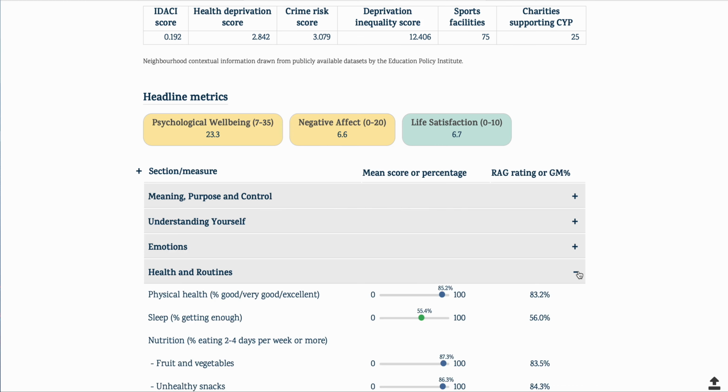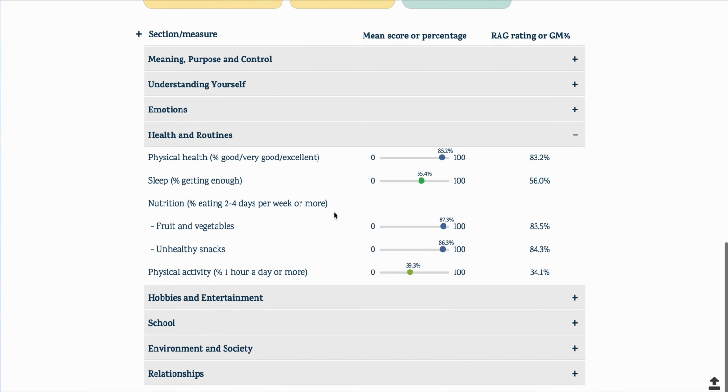Click to expand the one that you're interested in, and immediately you can see a nice handy breakdown of the data. We're looking at health and routines here. It tells us what we're looking at. So in this case, physical health, the percentage of young people report good, very good or excellent physical health. Lets you know how they're scoring in this particular neighbourhood. So 85.2% of young people reporting good, very good or excellent physical health, and then how that compares to GM overall. So slightly higher percentage in this neighbourhood than we see in GM overall.